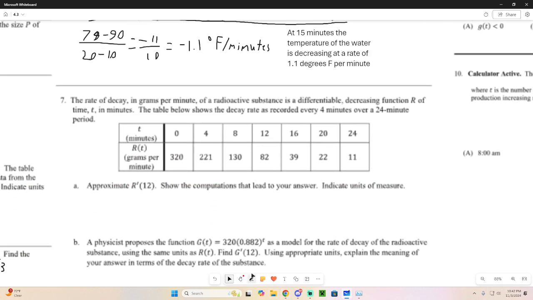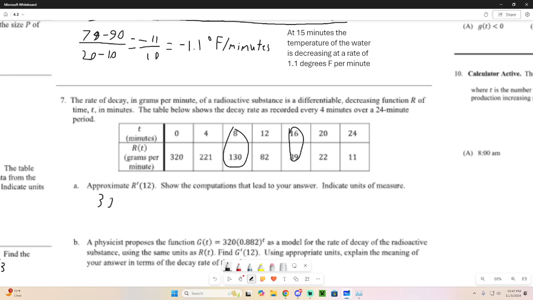All right. Next question. Approximate r prime. The rate of decay in grams per minute of a radioactive substance is a differentiable decreasing function r of time t in minutes. The table below shows the decay rate as recorded every 4 minutes over a 24-minute period. Approximate r prime of 12. So 12 is right here. So I'm going to use 2 points around 12, just like we've been doing.